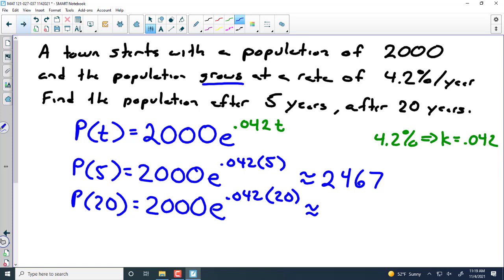All right, everyone. After 20 years, round it to the nearest person. It's not the nearest fraction of a person. How many people do we have? Who's got it? 20 years? Someone got it? 4,633? 4,633. You got it. Well done.